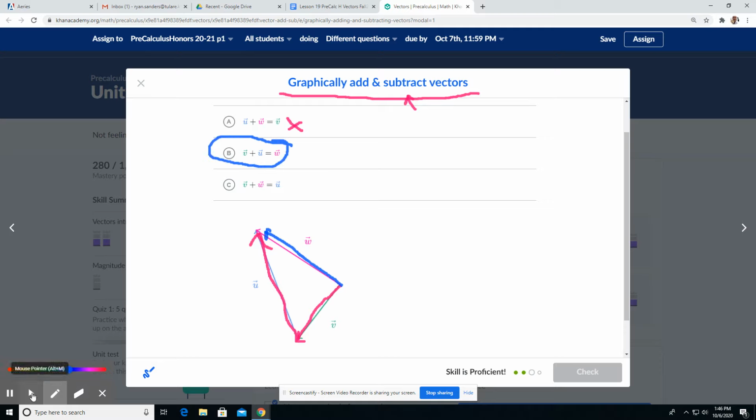And then let's look at the last one. V plus W. Let me get rid of these lines so it's not confusing me at all. V plus W. Here's our V, plus W. And that's not right because W should start right there. So this is not right either, equals U. Nope. So we just got that one answer of B.